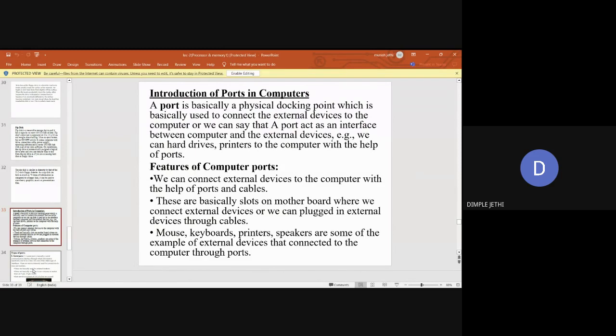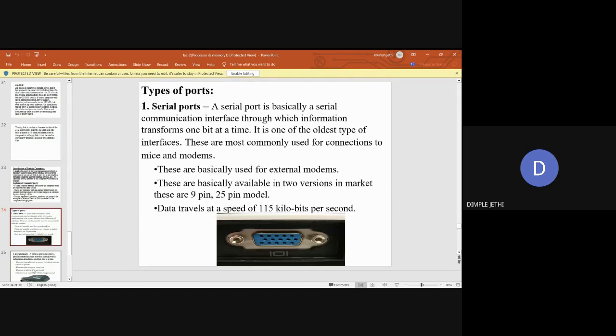Here we are talking about the points where you plug in your pen drive, where you connect your printer cable, mouse cable, keyboard cable. That is called your slots on your motherboard. So where you plug in your external devices through cables, those are the ports. You must have seen these.